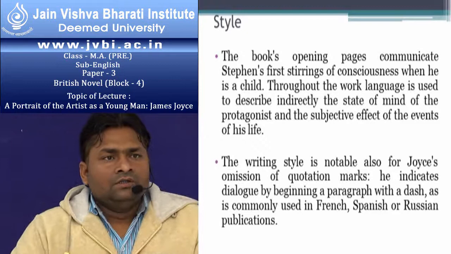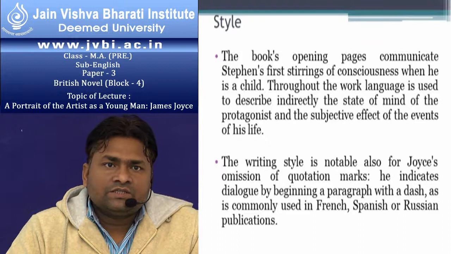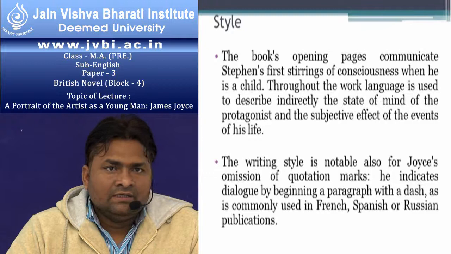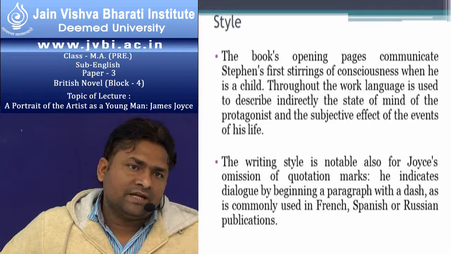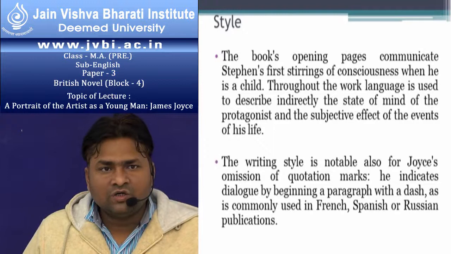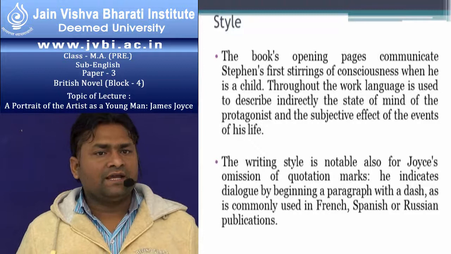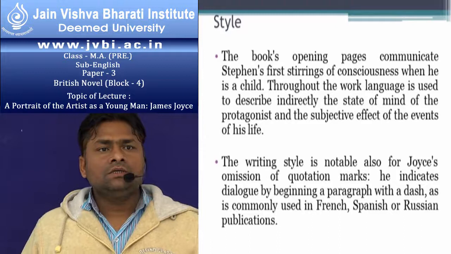The book's opening pages communicate Stephen's first stirrings of consciousness when he is a child. So opening pages actually discuss the beginning phase of Stephen's life. Throughout the work, language is used to describe indirectly the state of mind of the protagonist and the subjective effect of the events of his life. The writing style is notable for Joyce's omission of quotation marks. He indicates dialogue by beginning a paragraph with a dash, as is commonly used in French, Spanish, or Russian publications. So that is the special feature that is used in A Portrait of the Artist as a Young Man.